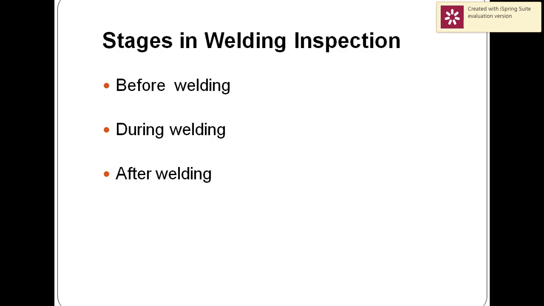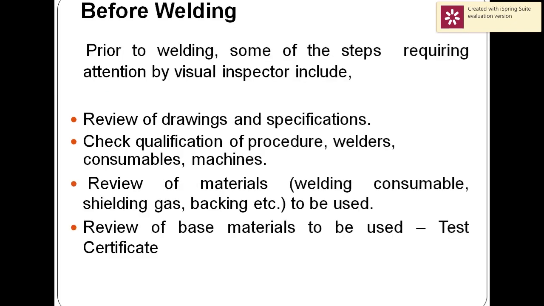What are the stages of welding inspection? There are three stages of welding inspection: before welding, during welding, and after welding. Before welding. Prior to welding, some of the steps require attention by visual inspectors or supervisors. The following points are included.